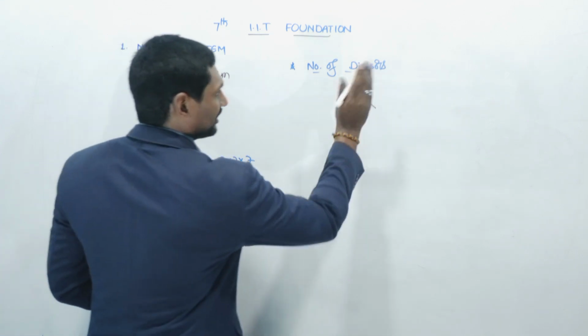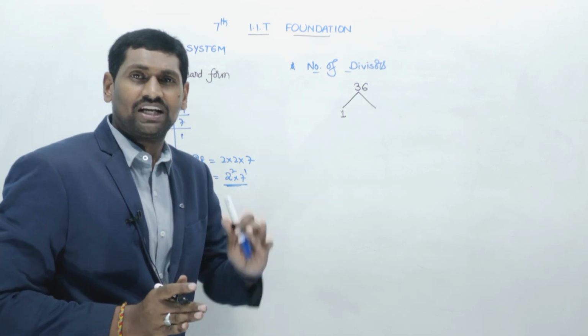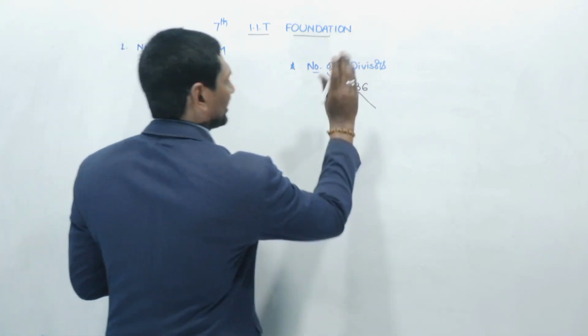One table 36. Yes, 1 is a factor of every number. Every number will come in the one table. So 1 is a factor of every number.